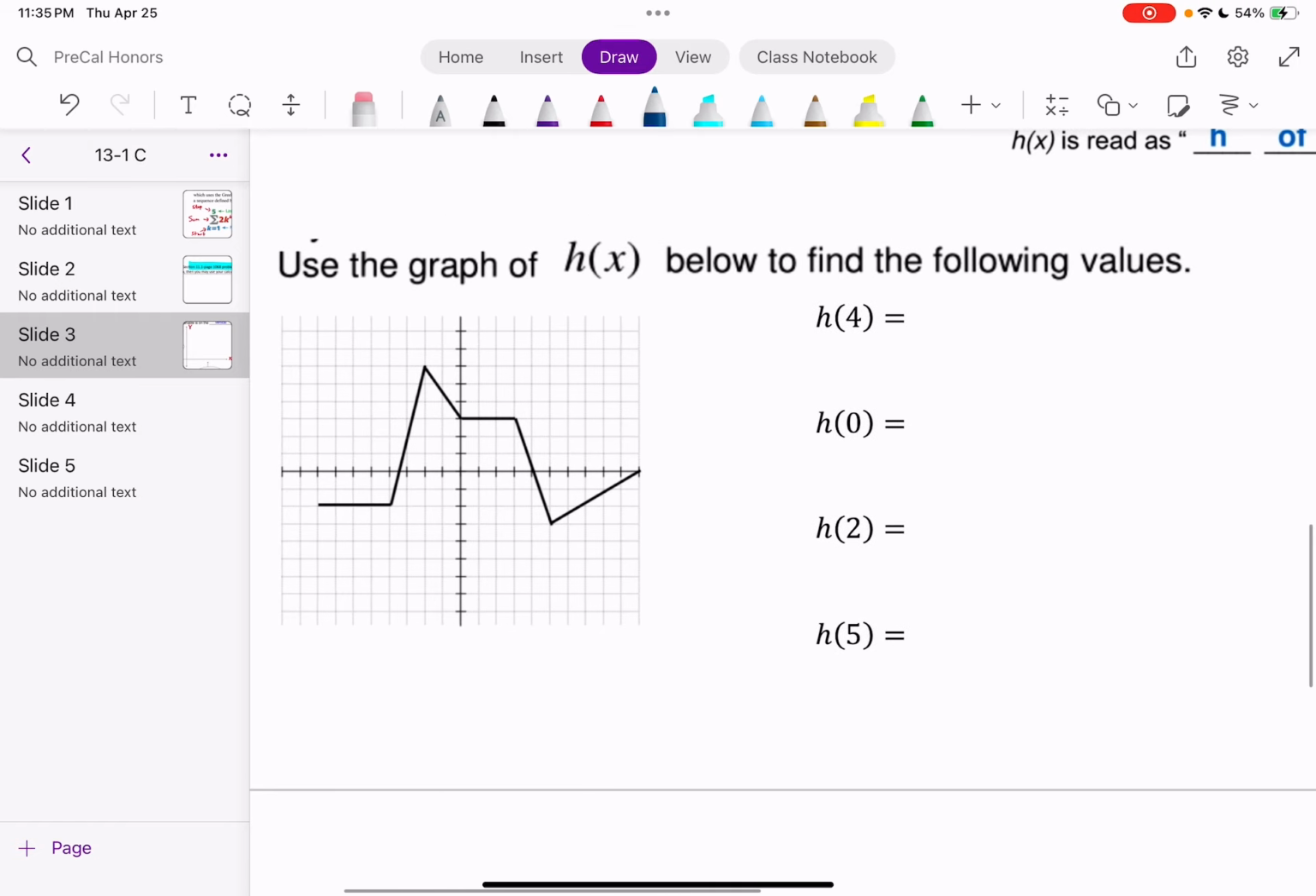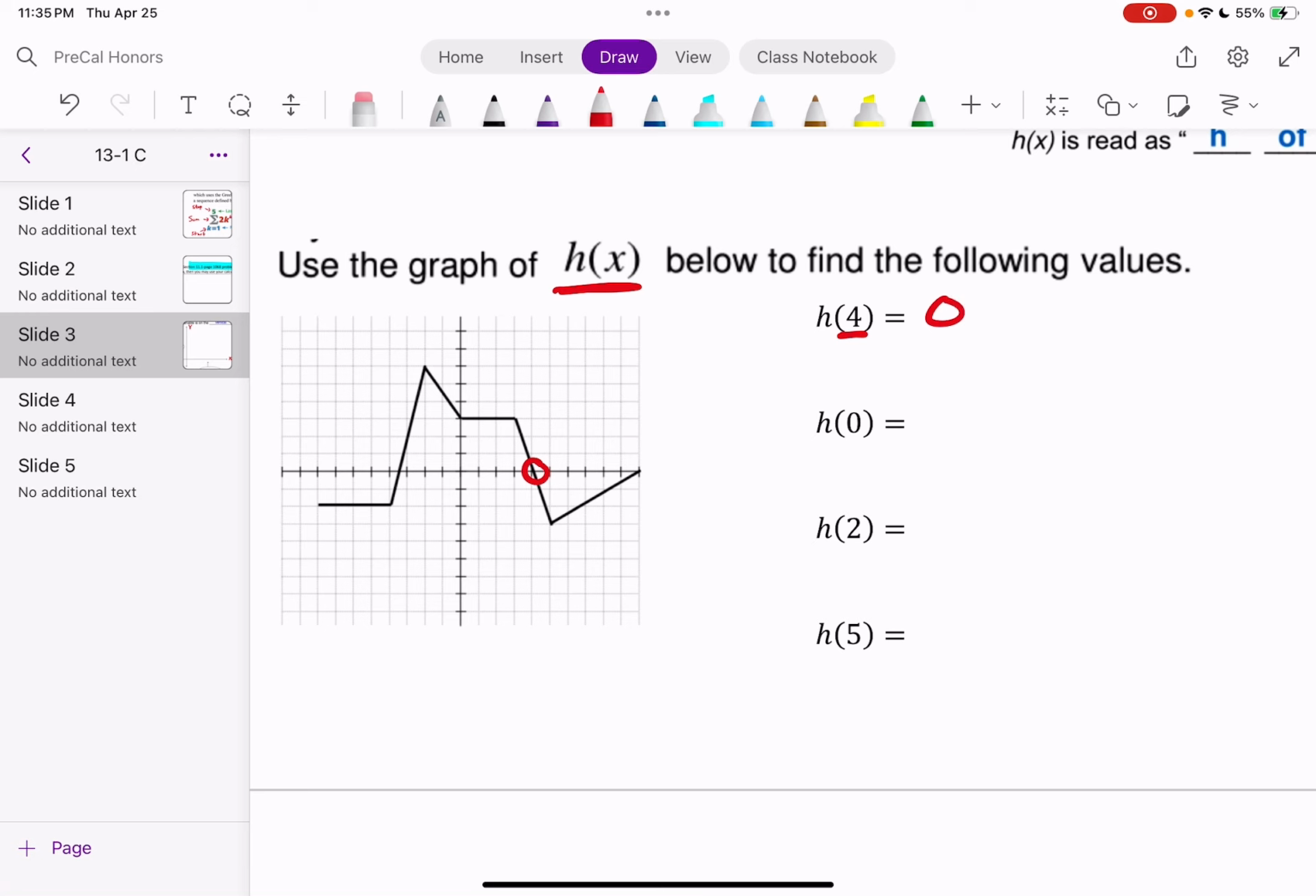This problem says use the graph of h of x below to find the following values. First thing we're going to do is take a look at our problem, and it says h of 4. Notice we know that this graph is based off of h, but they're telling us that the x value would have to be 4. So we're going to take a look at the x, and in this case, it being at 4 would give us a final result of 0.